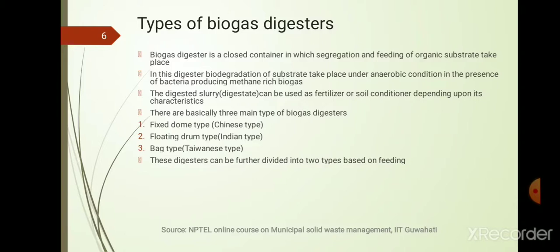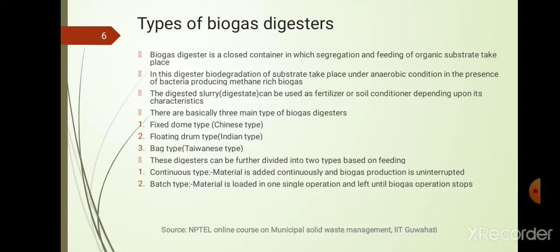Then other than this we can have a few other classifications or categories also. For example, on the basis of feeding type we can say continuous and batch type biogas digesters are there. Continuous means we can continuously add material and the biogas production will also be continuous. But mostly we will have batch type digesters where the material is loaded at one single time and it is left for some period of time and we will get the biogas. So these are the batch type reactors.